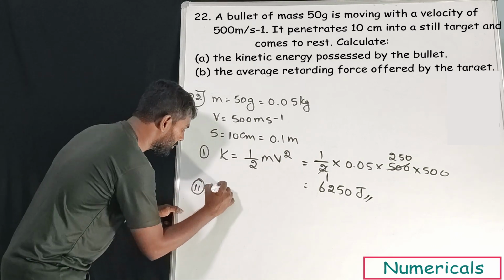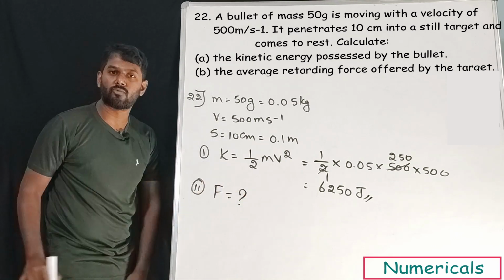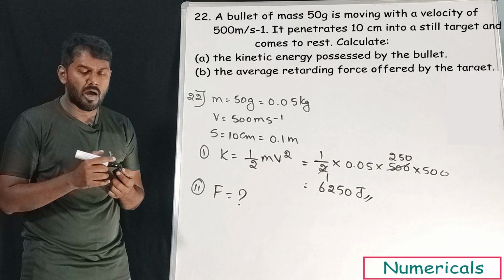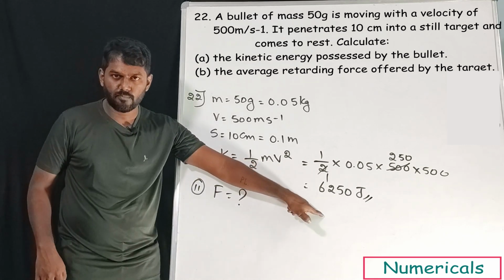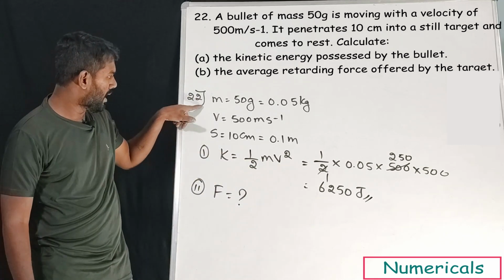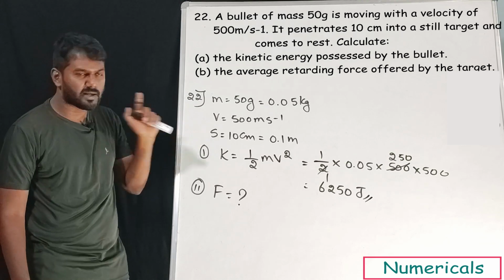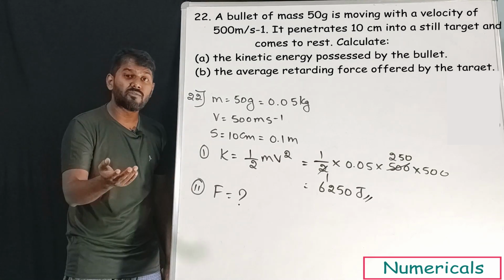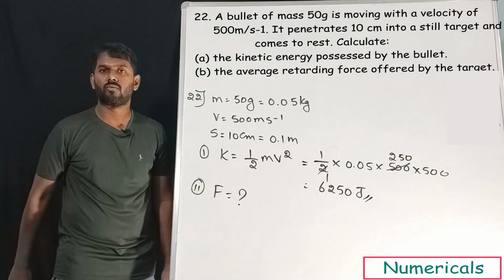Retarded force is nothing but force only. We have to find force. Okay, what do we have? We have kinetic energy, mass, velocity, displacement. By using which formula can we find the value of force?